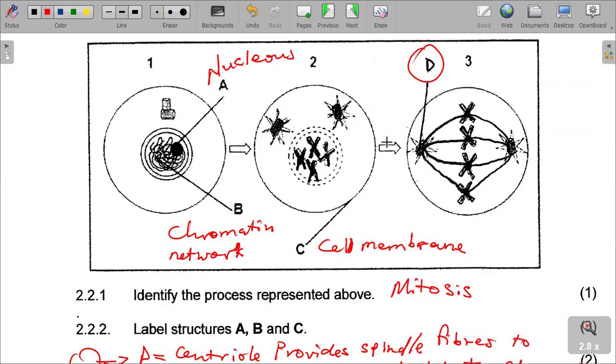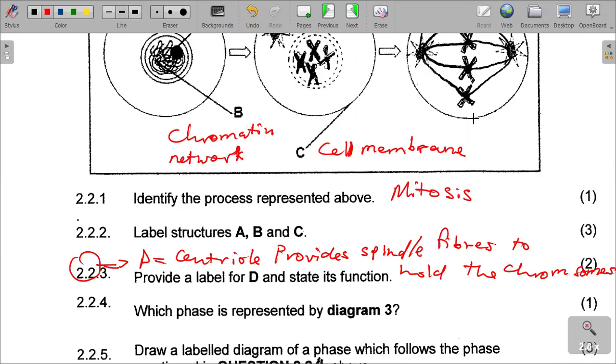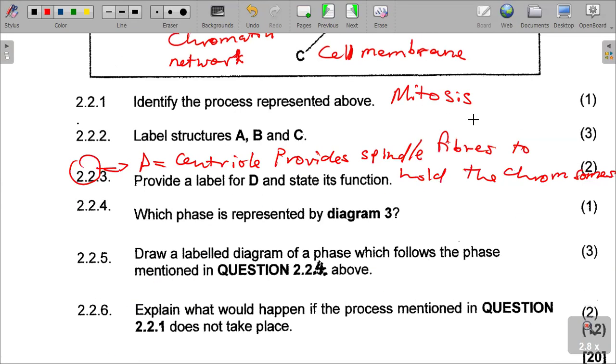When chromosomes align at the equator, at the center, this is known as what? We are saying this is the equator. And when we have chromosomes aligning like that, it is called metaphase. You need to understand that this is called metaphase.